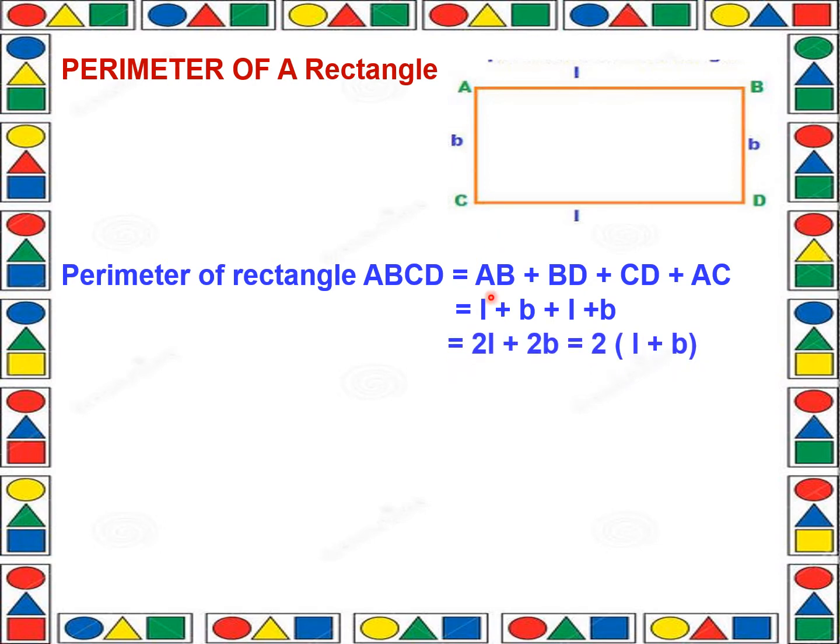Here, how many l's are there? 2l. And how many b's? 2b. So 2l plus 2b. Here we take 2 common, write 2 outside the bracket, then in the bracket we write l plus b. So what is the formula? 2 multiplied by length plus breadth, where AB is the length and BD is the breadth.